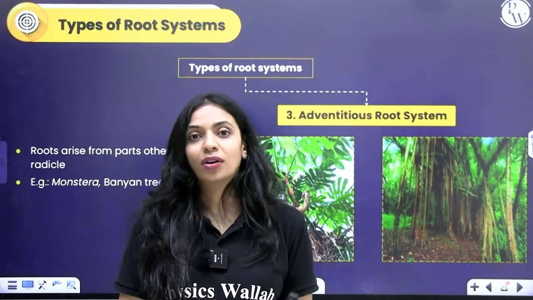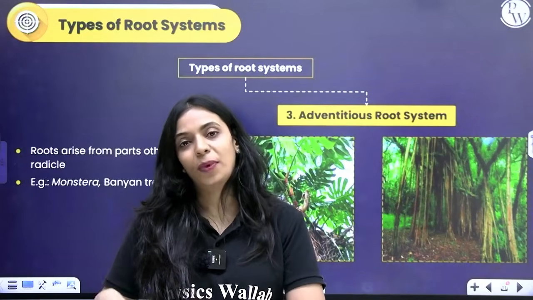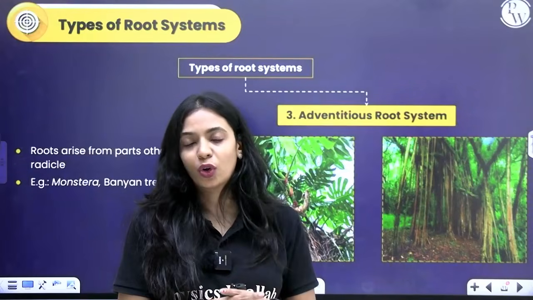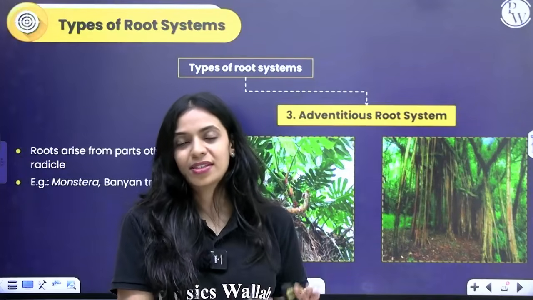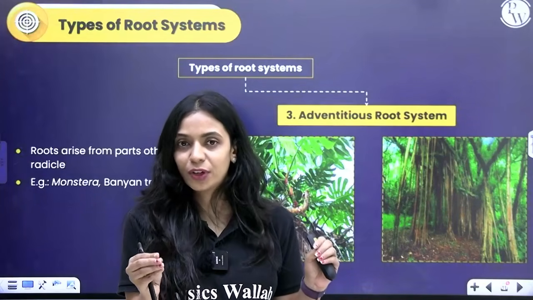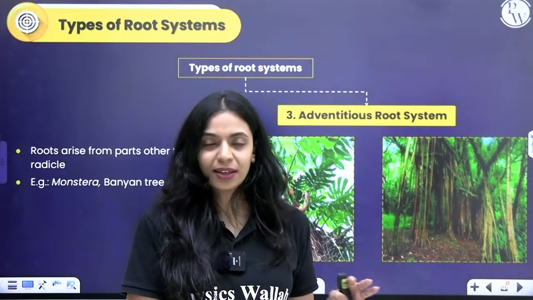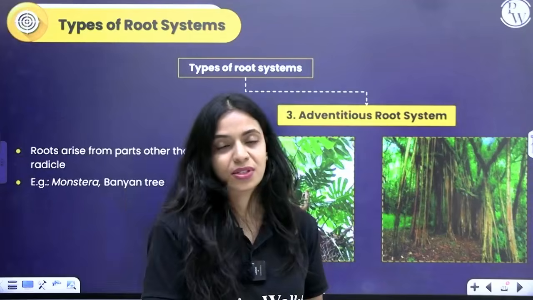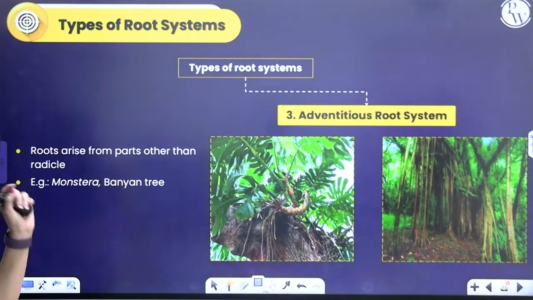A plant cannot have exclusively just adventitious root. If it is a dicot plant, it will have a taproot, and along with that adventitious root will be present. If it's a monocot plant, it will have fibrous root, and along with that adventitious root may be present. It never happens that a plant has only adventitious root and no taproot or fibrous root. So in addition to either taproot or fibrous root, you will have adventitious roots. The important point here is that these roots are formed from parts other than the radicle.